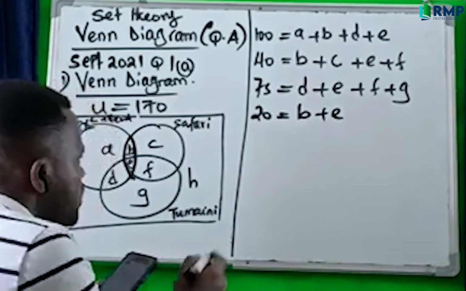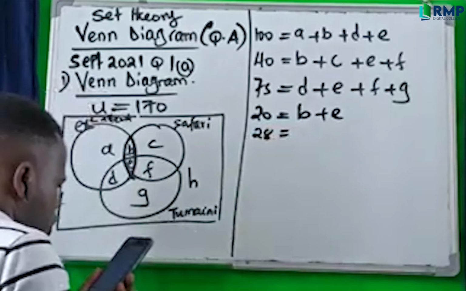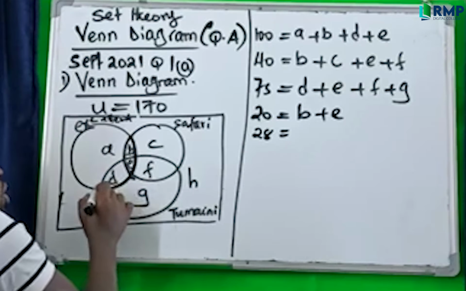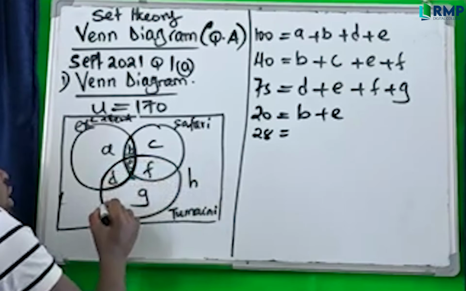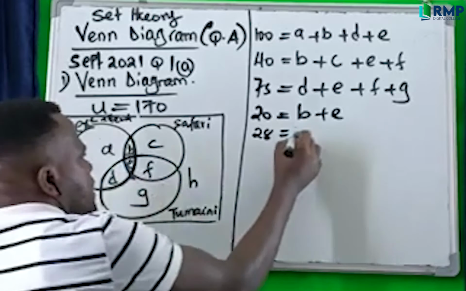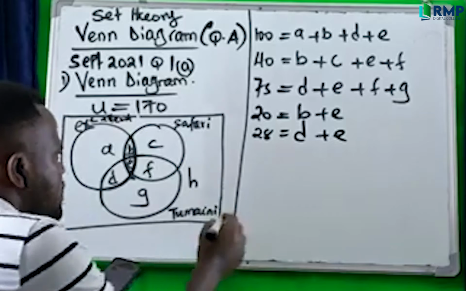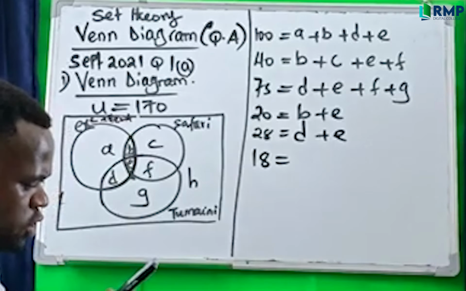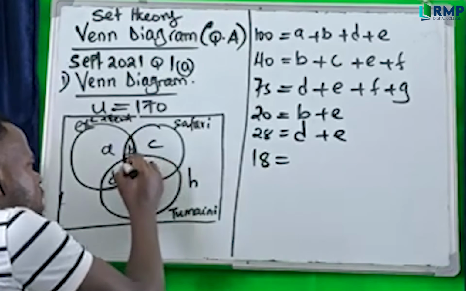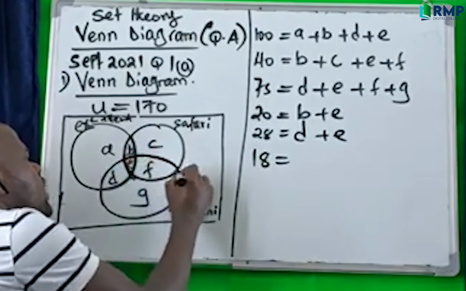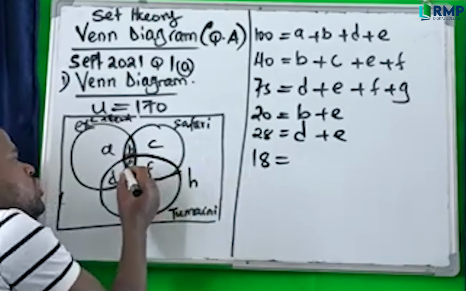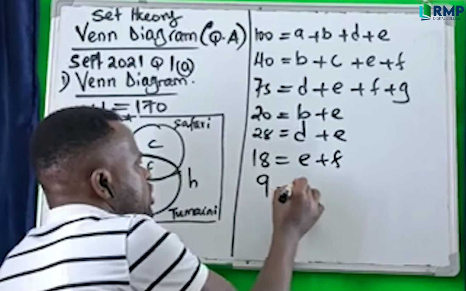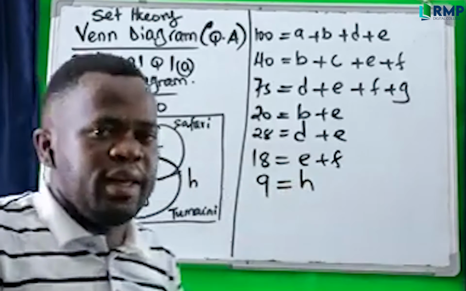I continue, 28 preferred Excellent and Tumaini. Where the Tumaini circle intersects the Excellent circle, the elements are D and E, so D plus E. Then 18 preferred Safari Connections and Tumaini. The Safari circle intersects the Tumaini circle in this region, and the elements are E and F. 9 did not record any preference, that is H, those who did not prefer any.